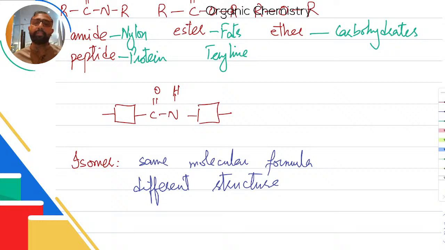Rafi, condensation polymer could be saturated, could be unsaturated, doesn't matter.